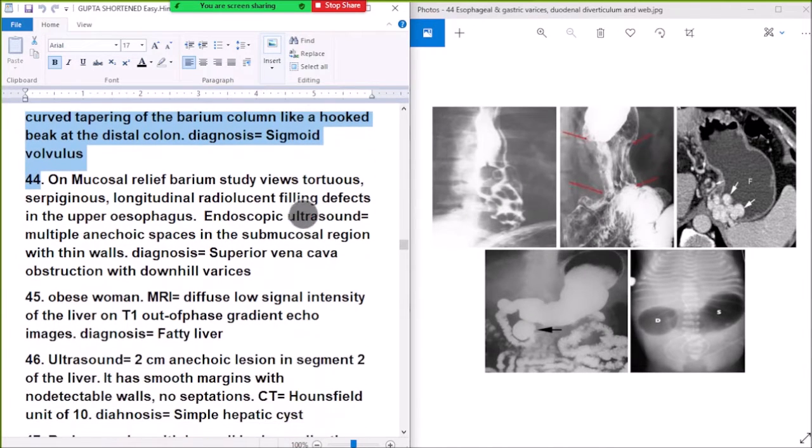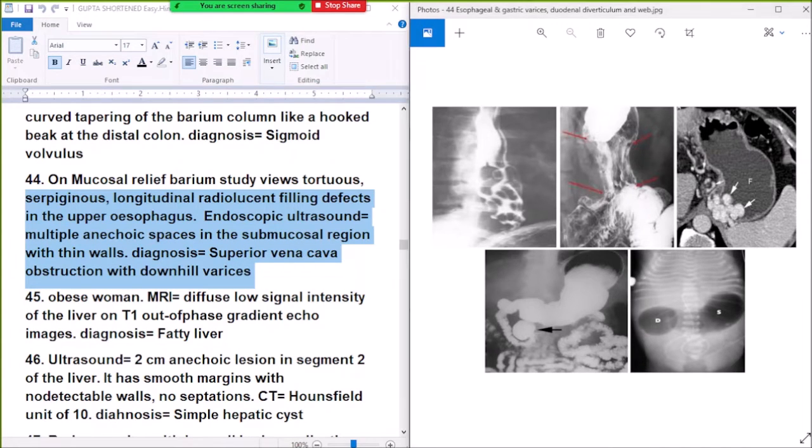Question 44. On barium swallow, there are tortuous, serpiginous, longitudinal filling defects in the upper esophagus. Endoscopic ultrasound shows multiple anechoic spaces in the submucosal region with thin walls. Diagnosis: superior vena cava obstruction with downhill varices. Again, the esophageal and gastric varices.